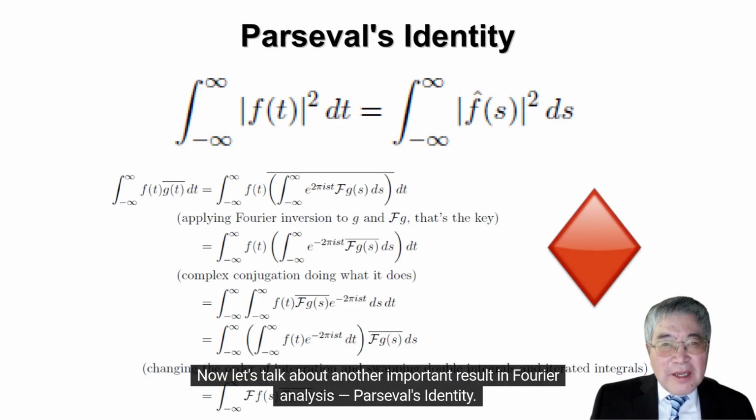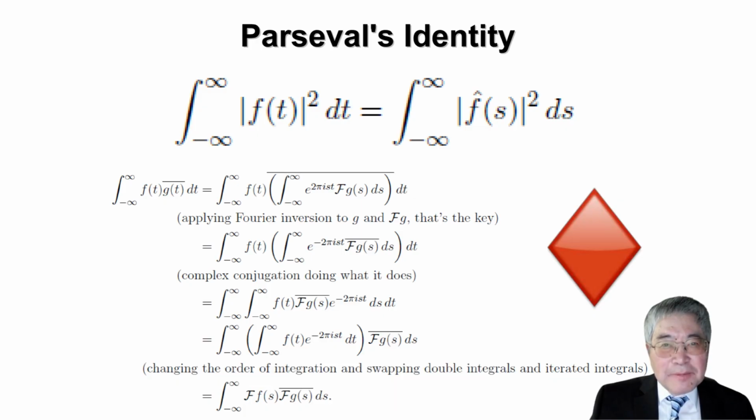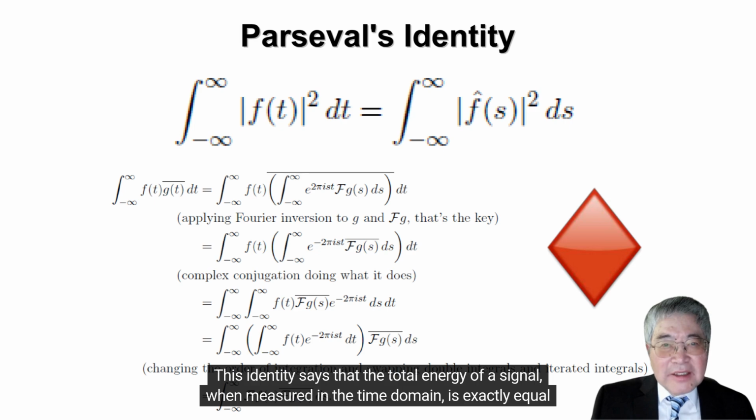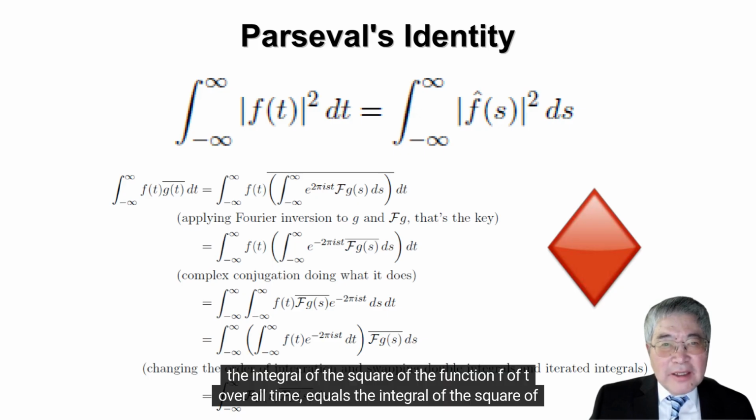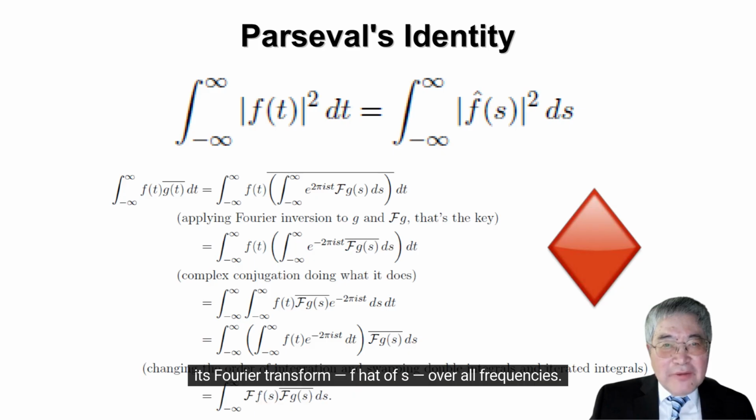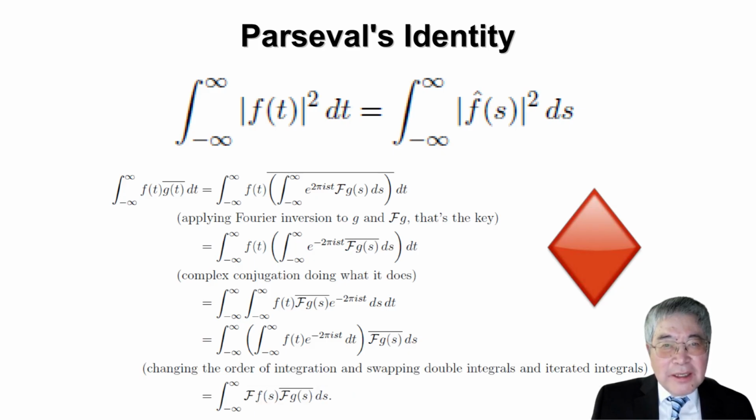Now let's talk about another important result in Fourier analysis, Parseval's identity. This identity says that the total energy of a signal when measured in the time domain is exactly equal to the total energy in the frequency domain. Mathematically, it's written as the integral of the square of the function f of t over all time equals the integral of the square of its Fourier transform f hat of s over all frequencies. Let me give you some intuition here.